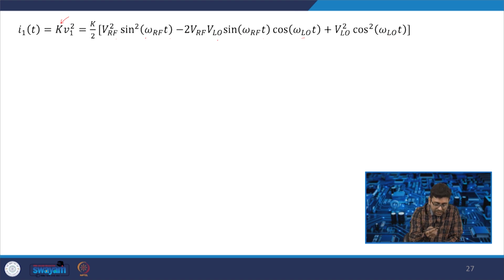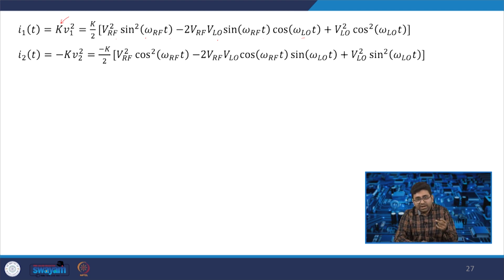Same thing if you write it down for the I2 current. The only difference between the I1 and I2 currents, because we have changed the diode connection, is that for one it is positive and for the other it is negative.